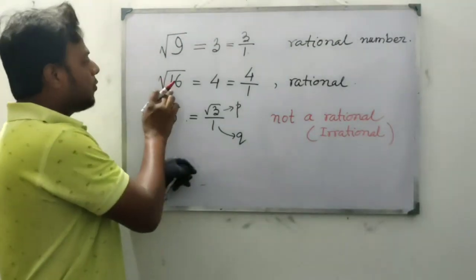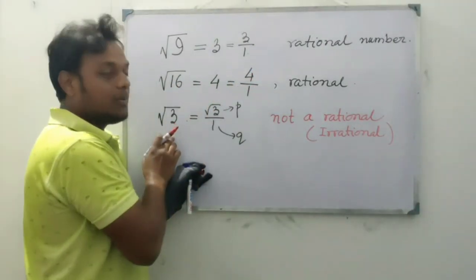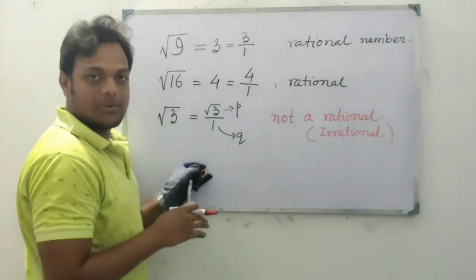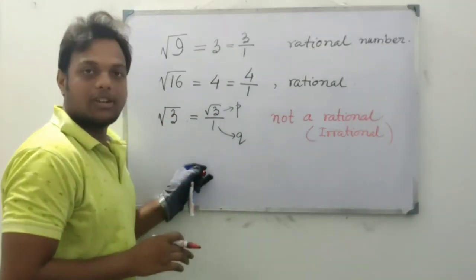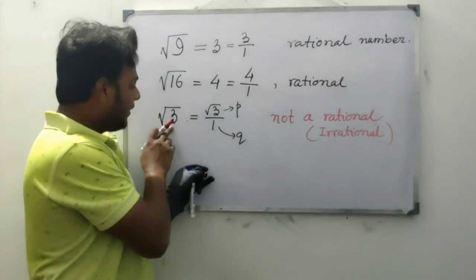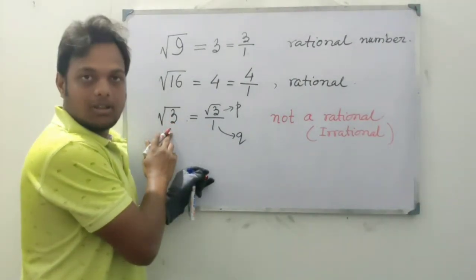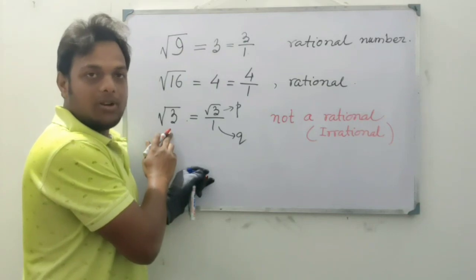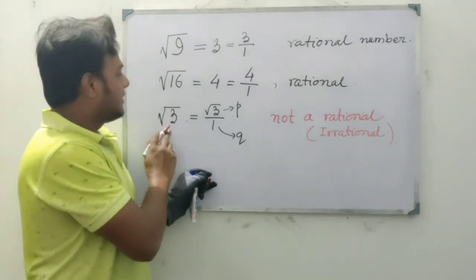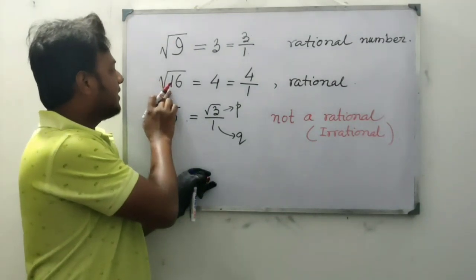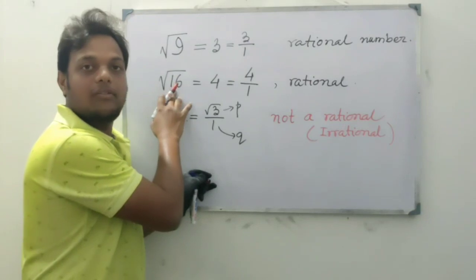So in the case of root over 16, we are able to express it into the form p by q. But in the case of root over 3, we can't express it into the form p by q. Why? Since 3 is not a perfect square number. It is not a perfect square. That's why we are unable to calculate the value of root 3. Inside root over 16, 16 is a perfect square.